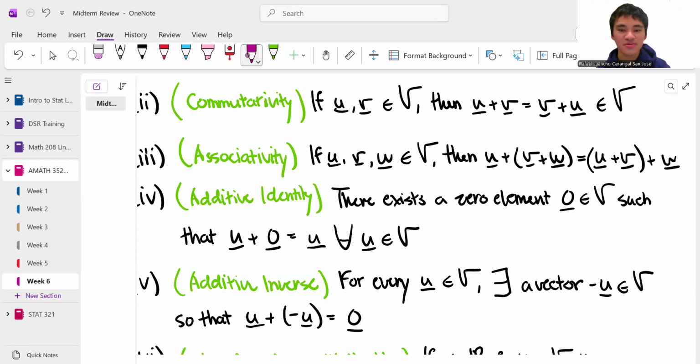So this is another weird looking notation. This just means in English "for all", "belongs to". And then V is the vector space. Okay?